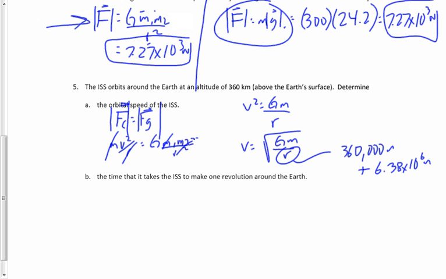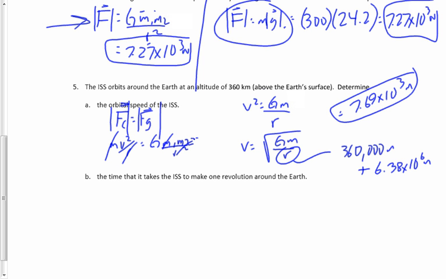Do the math there, it works out to be 7.69 times 10 to the 3 meters per second. 7,700 meters per second. Man, think about that. How fast is it going? I don't know, about 75 football fields in 1 second. 75 football fields in 1 second.